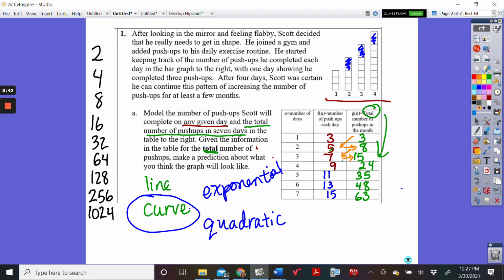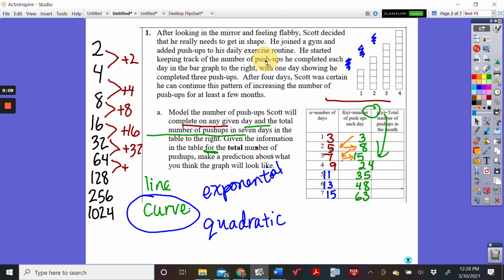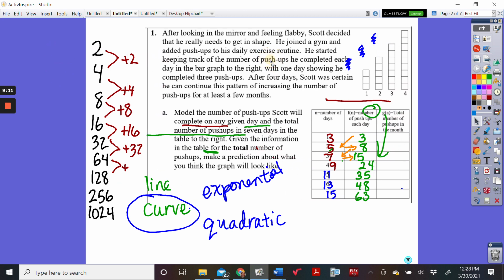Okay, and let's talk about the rate of change. How much am I adding to go from here to here? Well, I add 2. And to go from here to here, I add 4. And to go from here to here, I add 8. And to go from here to here, I add 16. And so on. I'm just adding the number I have already. Yes? Well, if I keep going in this pattern, I need to move all of my scribbling, and it's annoying. Let's actually move this. That'll be easier.